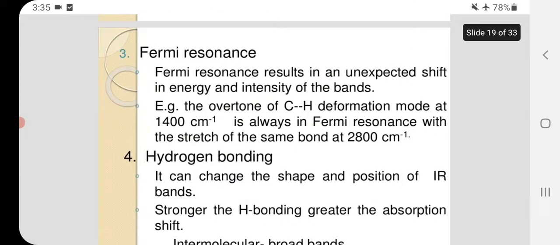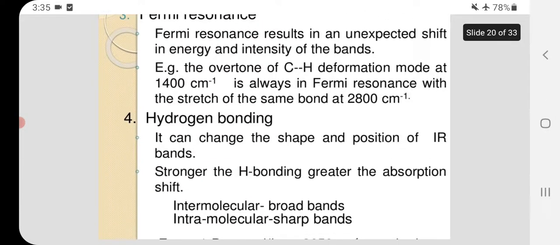Fermi resonance. Fermi resonance results in an unexpected shift in energy and intensity of the bands. Hydrogen bonding. It can change the shape and position of IR bands. Stronger the H bonding, greater the absorption shift. Intermolecular bonding gives broad bands and intramolecular bonding gives sharp bands.